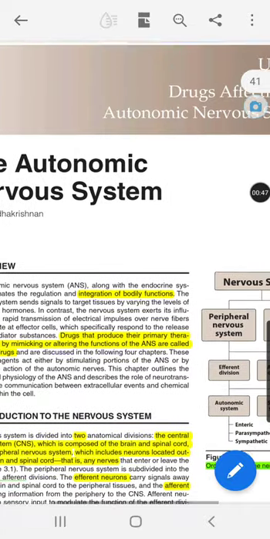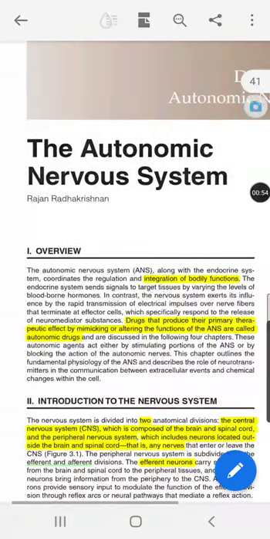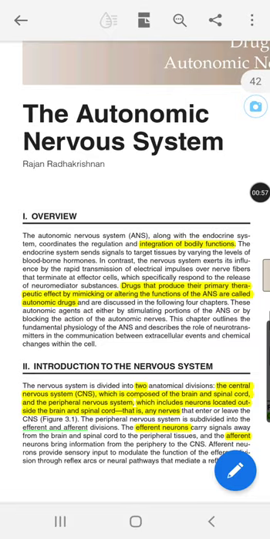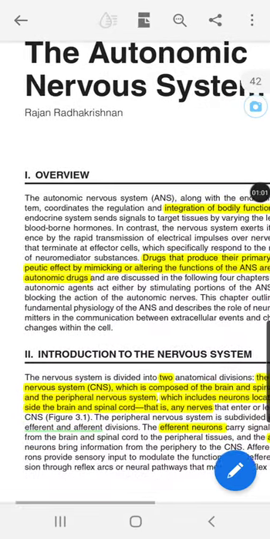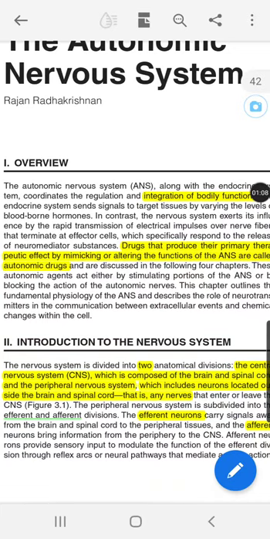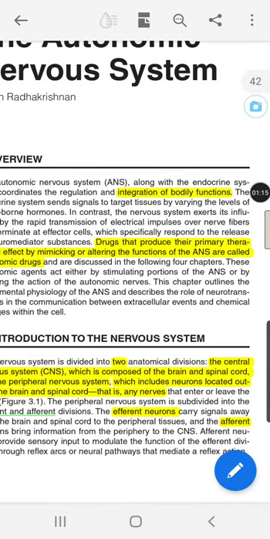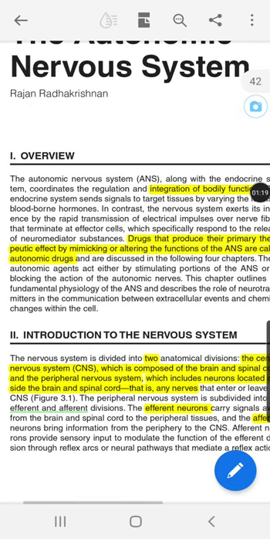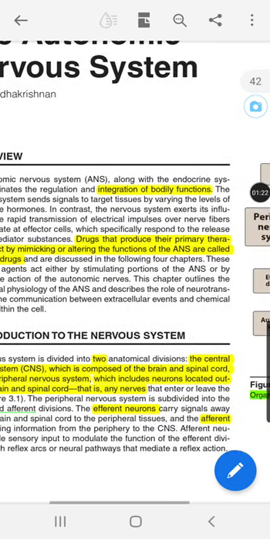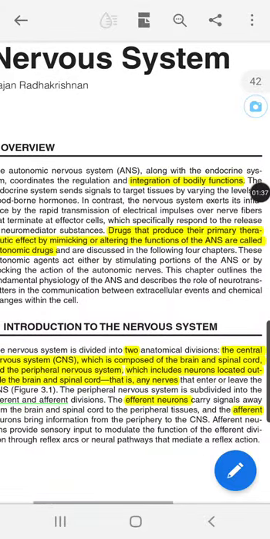So first of all, you can see this is Unit 2, drugs affecting the autonomic nervous system. The first heading here is overview. I highlighted the portion where the author explains the definition of the ANS: drugs that produce their primary therapeutic effect by mimicking or altering the functions of the ANS are called autonomic drugs. You can highlight this line. This is the definition of autonomic drugs, meaning those drugs that mimic or alter the function of the ANS. So this is the key point: mimic and altering.